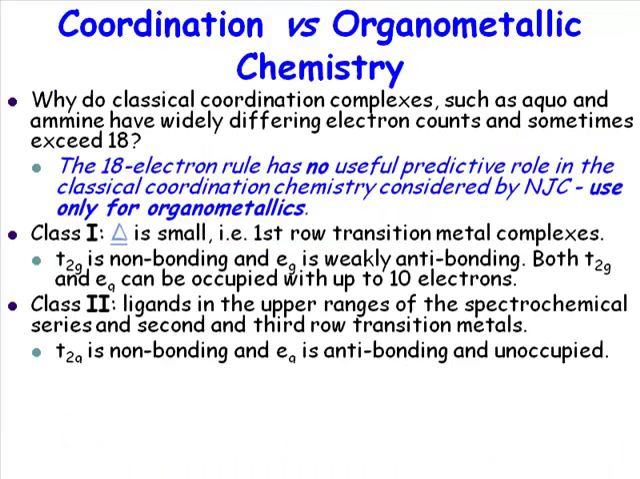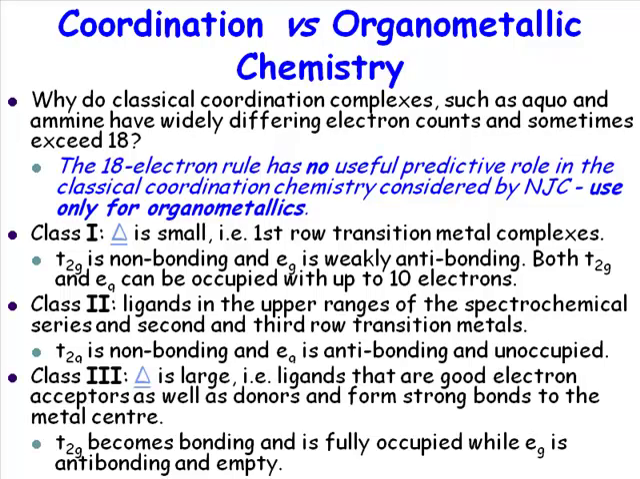Class 2 are essentially high-field ligands but not organometallics, and Class 3 are organometallic ligands. The bit that tells you they are organometallic ligands is this bit, where they are good electron acceptors as well as donors. That's what's special about organometallic ligands. They have antibonding orbitals which can accept electron density as well as donating it.